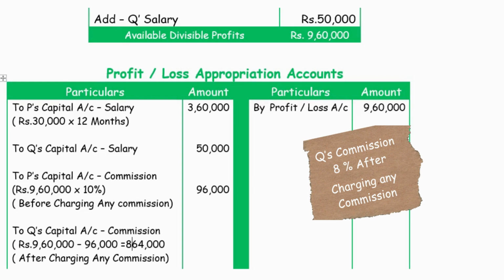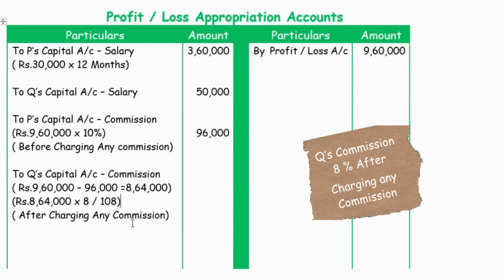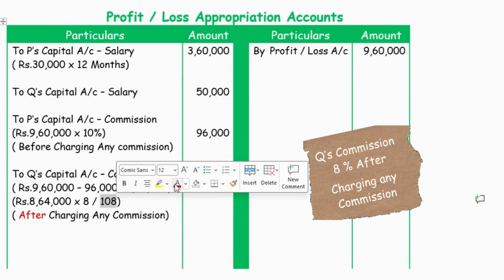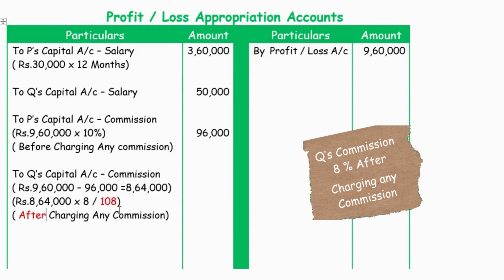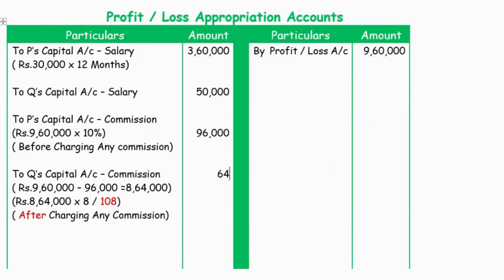8,64,000. And from this, since the wording is given as after charging such a commission, this 8,64,000 is to be calculated as 8 divided by 108. You add the percentage of commission to the 100 in the denominator. Whenever you read the word after charging, add that percentage to the denominator 100 and then calculate. So it works out to rupees 64,000.